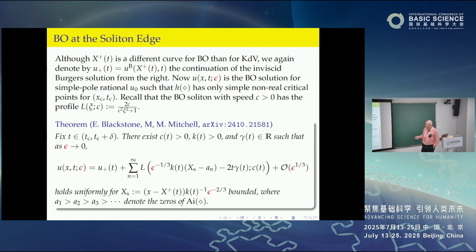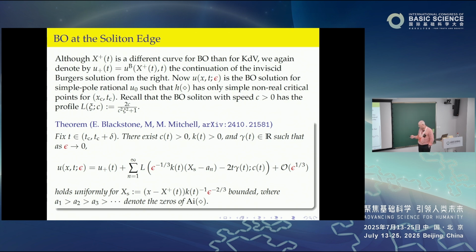Okay, so here's our theorem in this case. We again fix a time a little bit bigger than the critical time. There's a positive speed function, a positive function k of t, and a real valued function we call gamma of t, such that for small epsilon, the Benjamin-Ono solution is this Burgers part, plus, now look at this, an infinite sum, now instead of a finite sum, of these Lorentzian soliton profiles, okay? Also with a scale, this time it's epsilon to the minus 1/3 coming in there instead of this log term that we had before, and x soliton minus some a_n here. What is this a_n? Those are the zeros of the Airy function, actually.